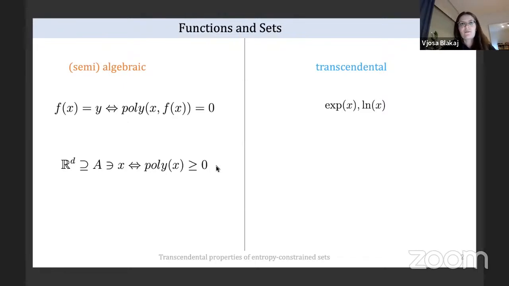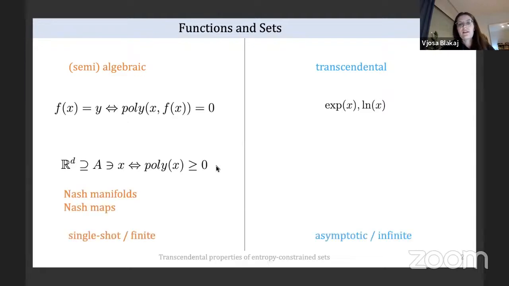Something else that we will use in this work, and I'll talk about it, are the so-called Nash manifolds and Nash maps. And Nash manifolds are basically just manifolds that are at once smooth and semi-algebraic. And why I use them here is because I can basically write every semi-algebraic set as a disjoint union of finitely many Nash manifolds. And Nash maps are defined similarly. They're just maps which are smooth and algebraic basically at the same time.